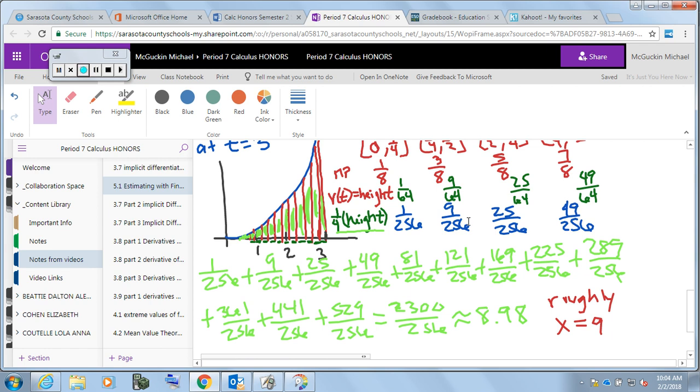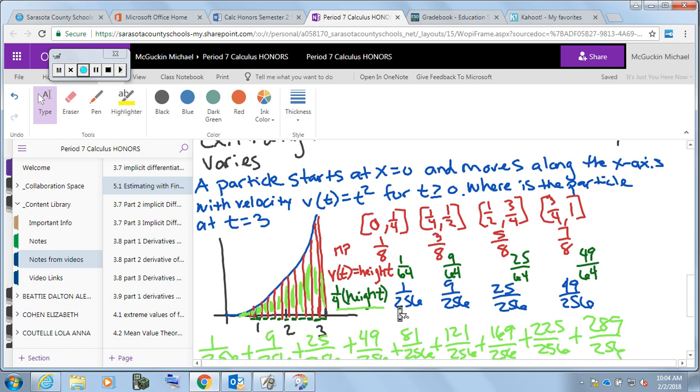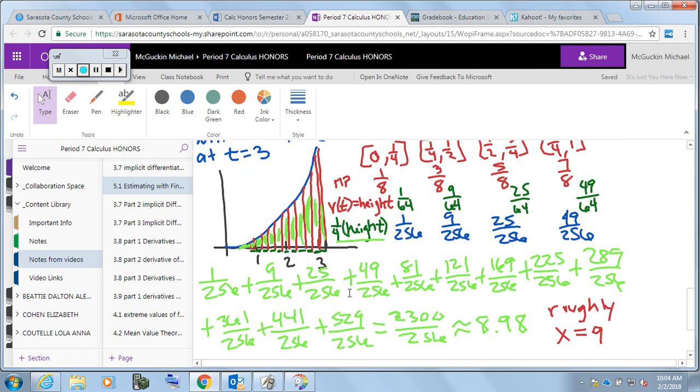And so once you find your LRAM heights, or areas, excuse me, you would add up all of those areas. Or if you found all of your RRAM areas, you would add up all of those and see roughly what you get, okay? So I just want to pinpoint exactly what we mean when we say LRAM versus RRAM and MRAM, okay?